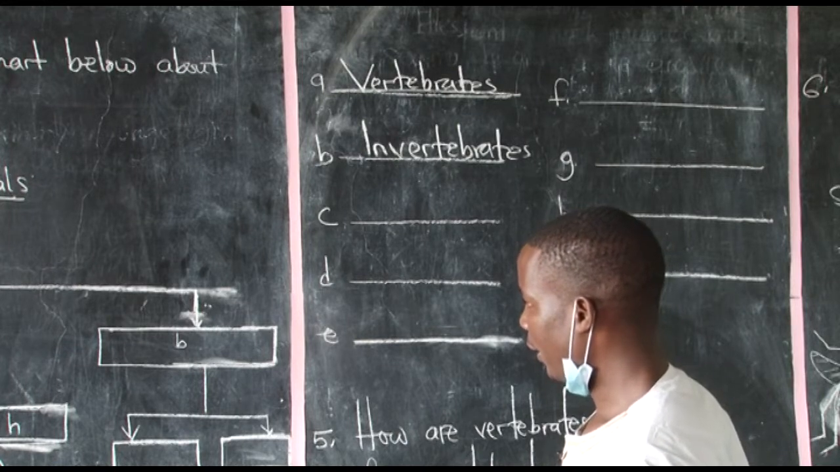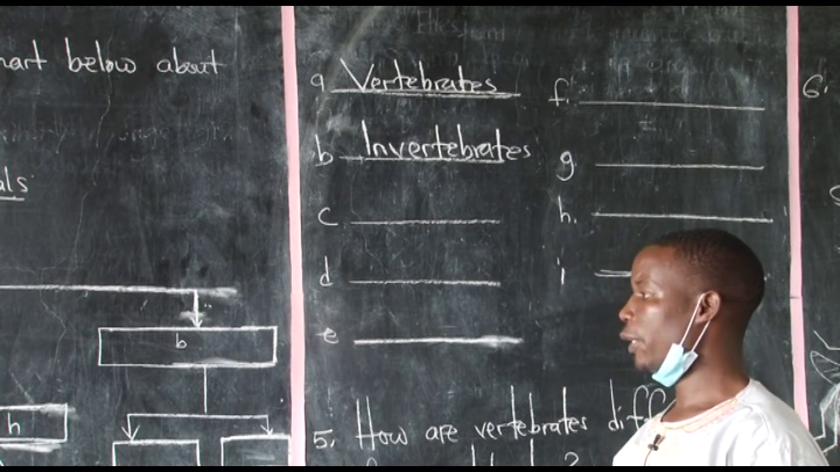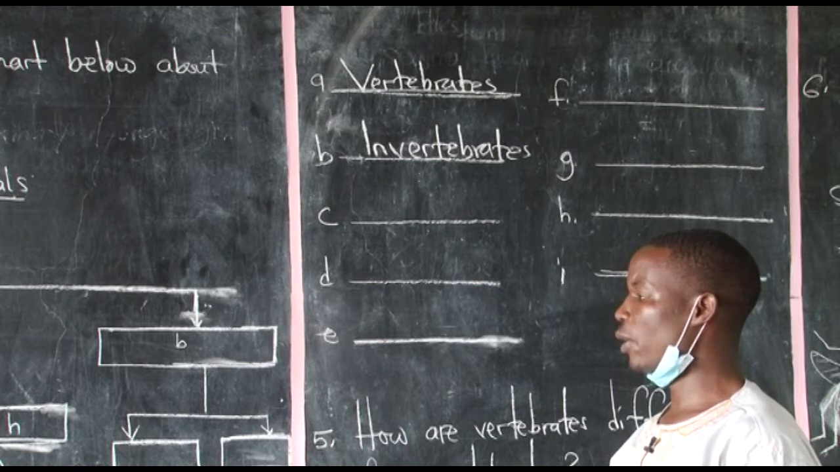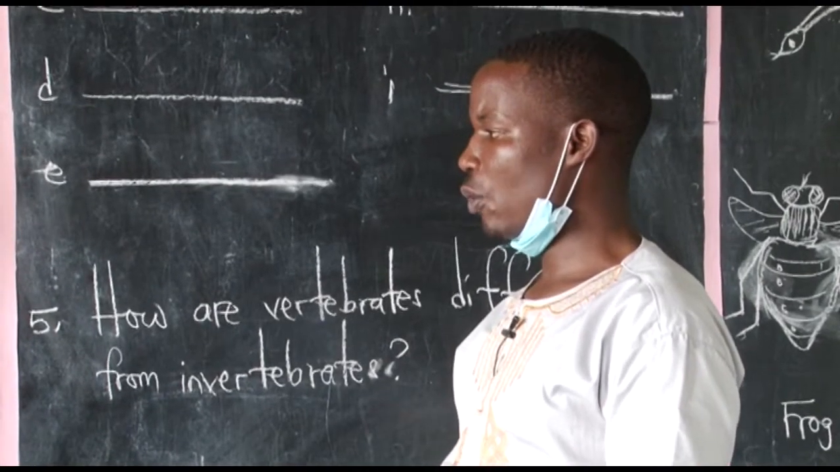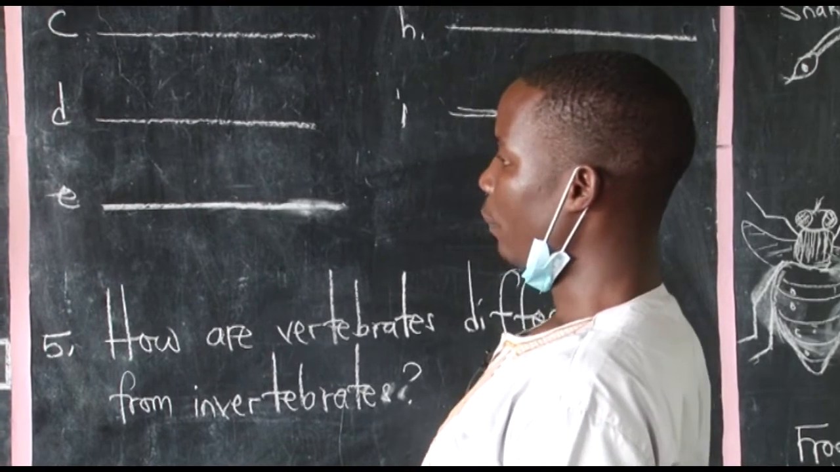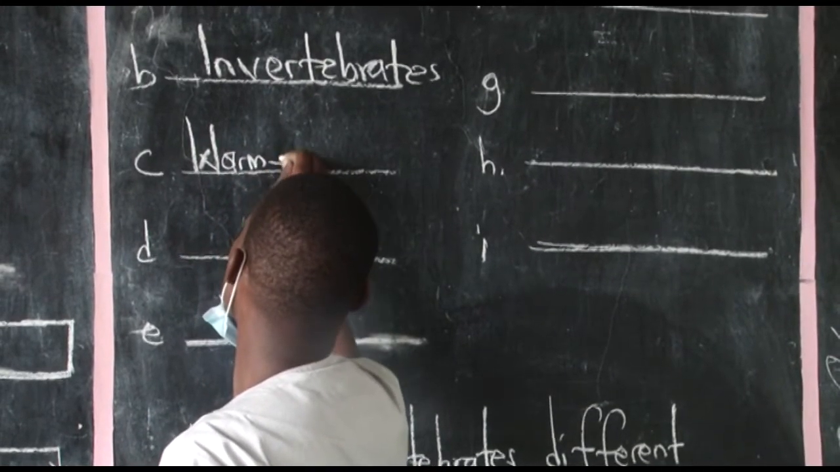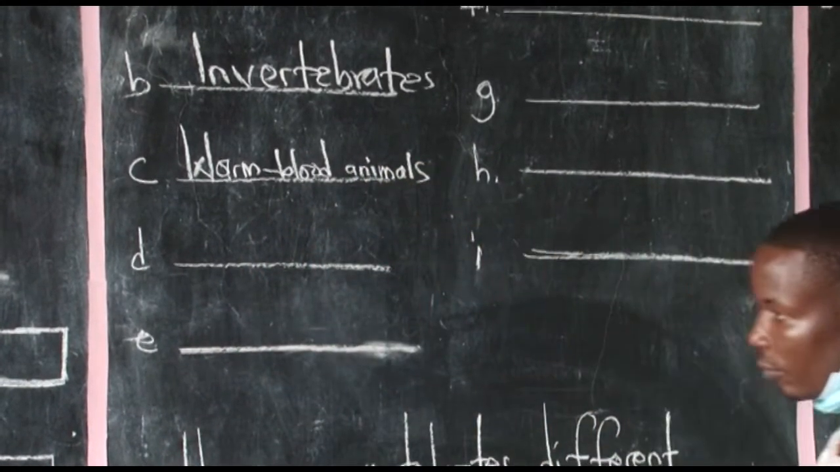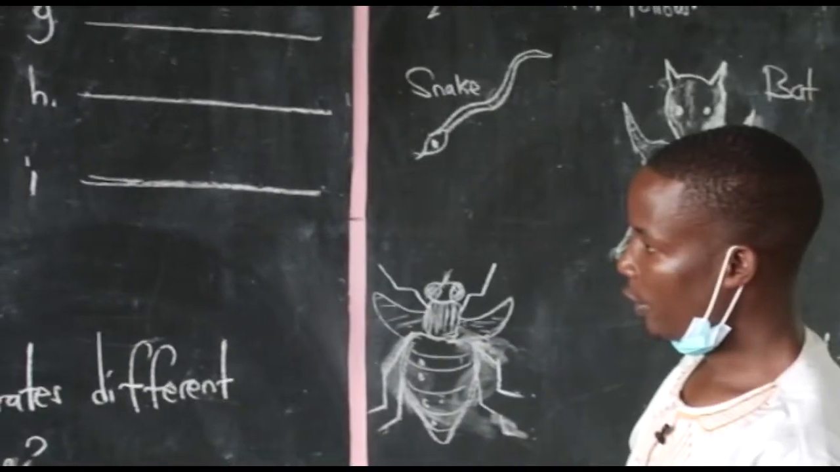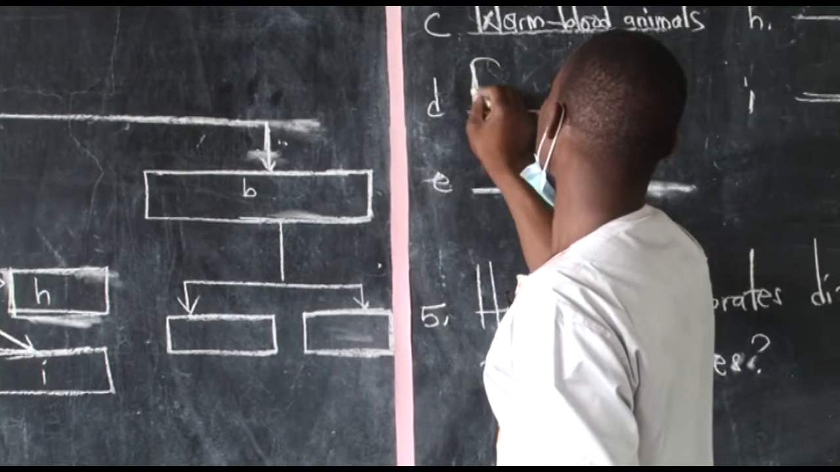Then let us go ahead and look at C. When you look at C and D, these are the 2 subgroups of the vertebrates. C has 2 other divisions, so this gives us the group of warm-blooded animals, because in warm-blooded animals we have 2 other subgroups. So we can say C, they are warm-blooded animals. D, which is the other subgroup of vertebrates, they are the cold-blooded animals.